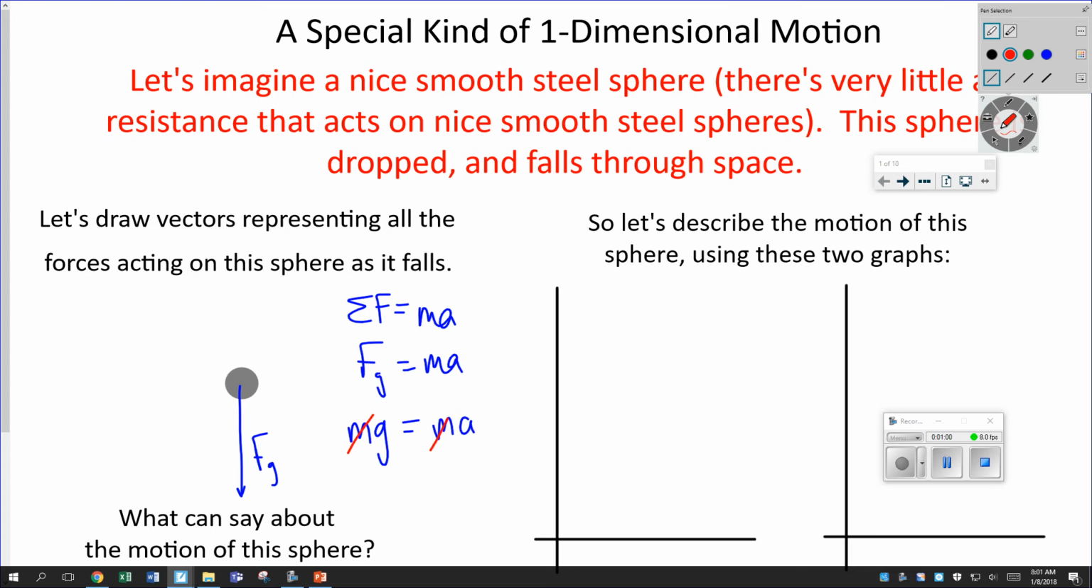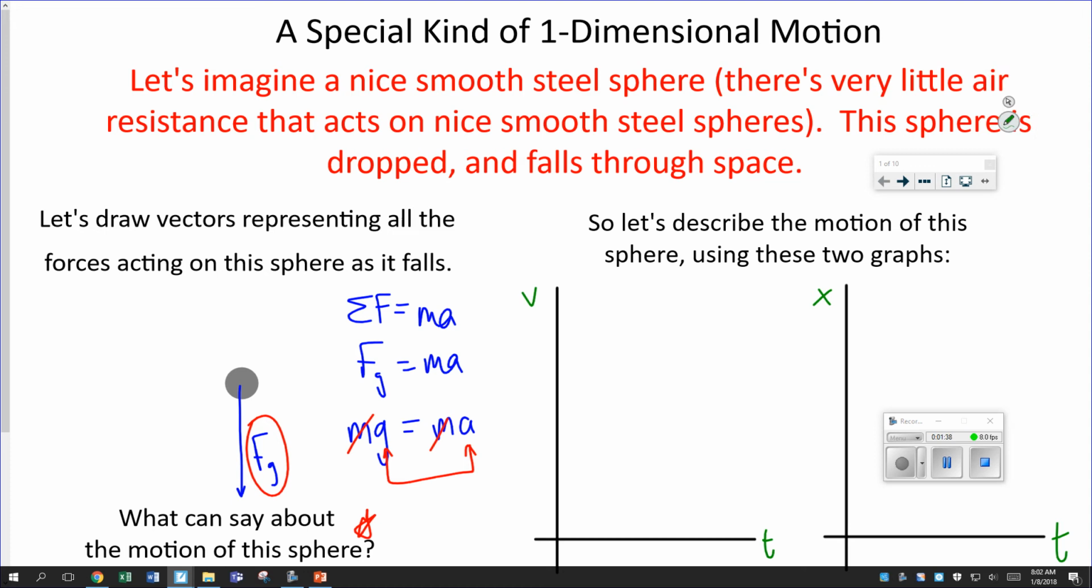Since this force is constant, this object moves with a constant acceleration, and we know what that acceleration is. That acceleration is g. This object's acceleration is 9.8 meters per second squared, which means we can draw a couple of graphs representing this object's motion. We can draw a graph of velocity as a function of time, and a graph of position as a function of time.